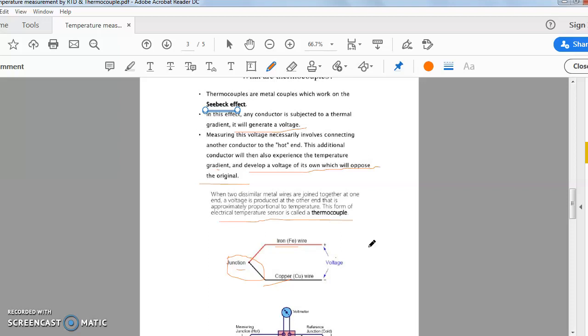What will be caused? An EMF will be generated. Electromotive force will be generated. So due to a change in temperature, an EMF will be induced, and this effect is called the Seebeck effect. Based on this Seebeck effect, the thermocouple basically works.